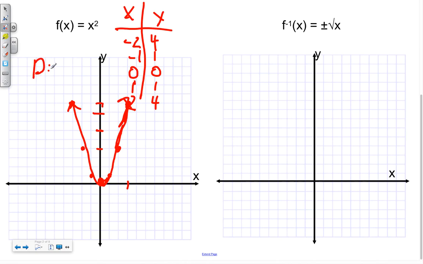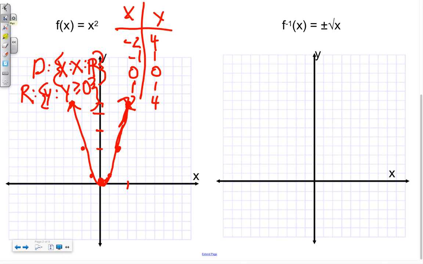Finding the domain is looking at our x values. You can plug in any x value, so you'd write this as x, such that x is all reals, and that is a set for that. And your range here, which is your y values, that is only positive values, so y is greater than or equal to 0.